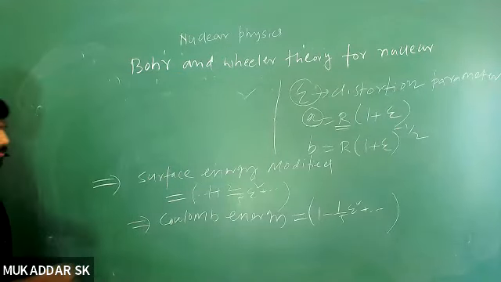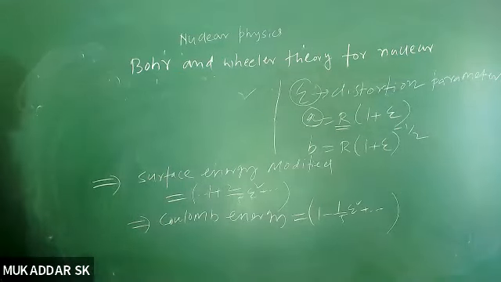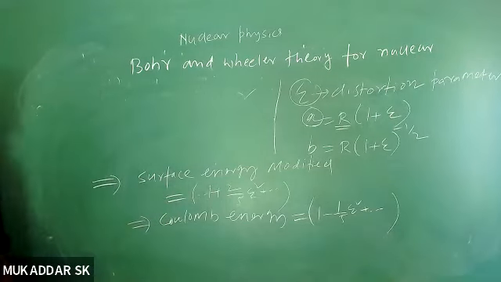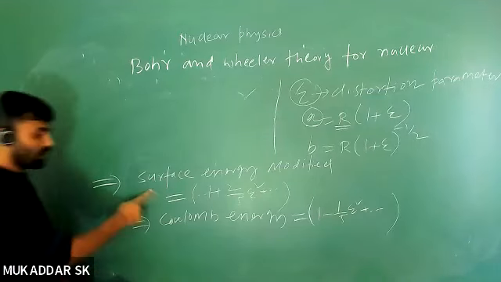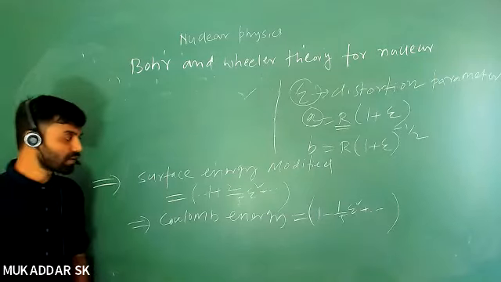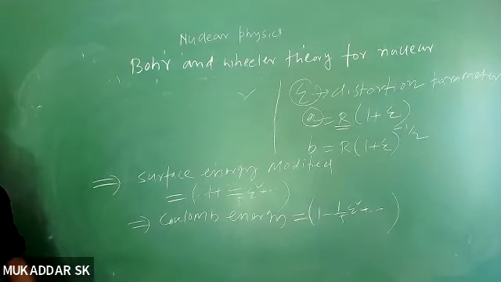Sir, 1 minus 1 by 5. See, only surface energy and Coulomb energy will be changed. You have learned that there are 5 terms in the binding energy of the liquid drop model, right? Surface energy, Coulomb energy. Why will the volume energy not change? Because volume is constant here. Why will the asymmetric term not change here?